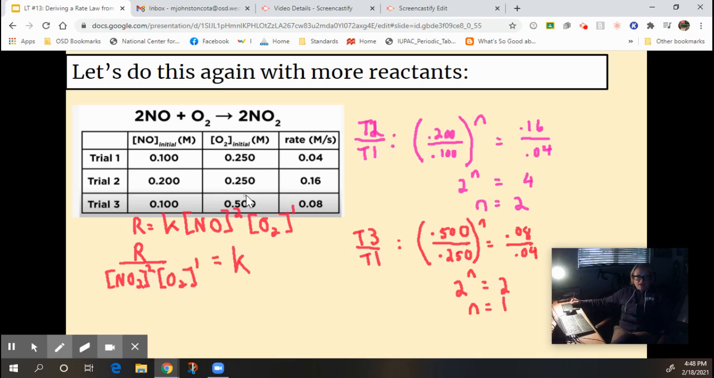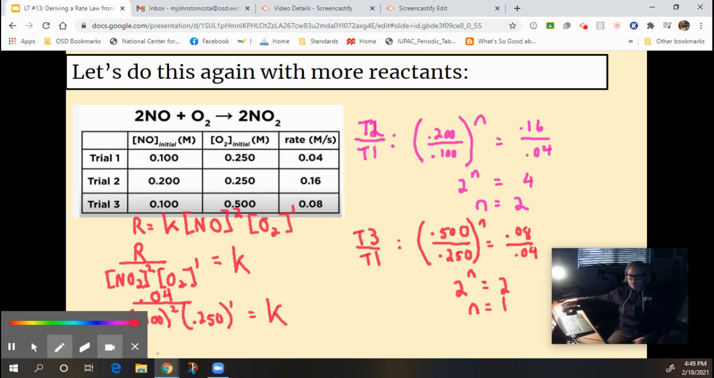I'm going to fill in what I have for my data. My rate is 0.04 divided by the 0.100 to the second power and 0.250 to the first. That's going to give me K. And I'm going to grab my calculator. And if I did this correctly, I find that my K value is going to be 16.